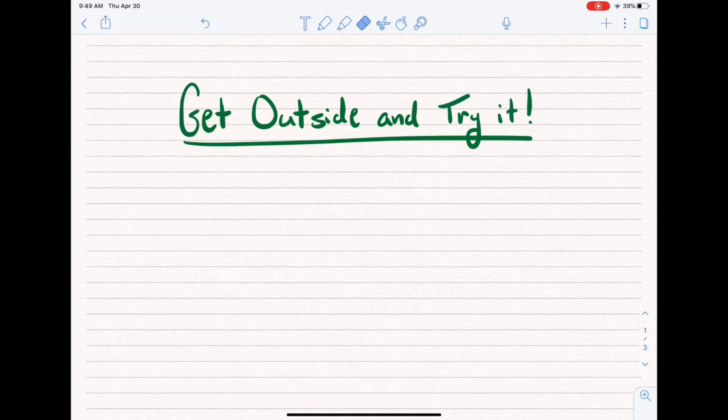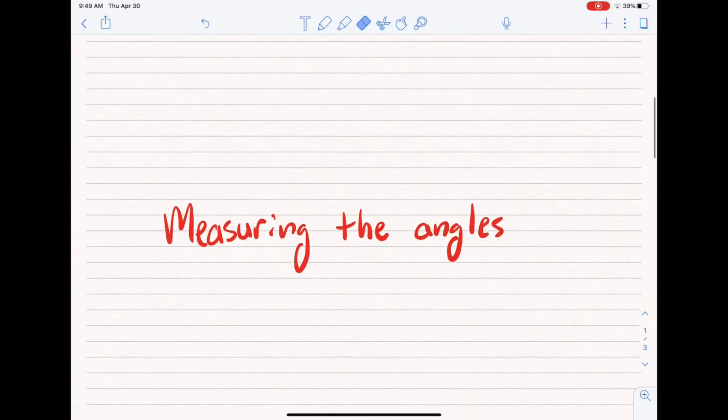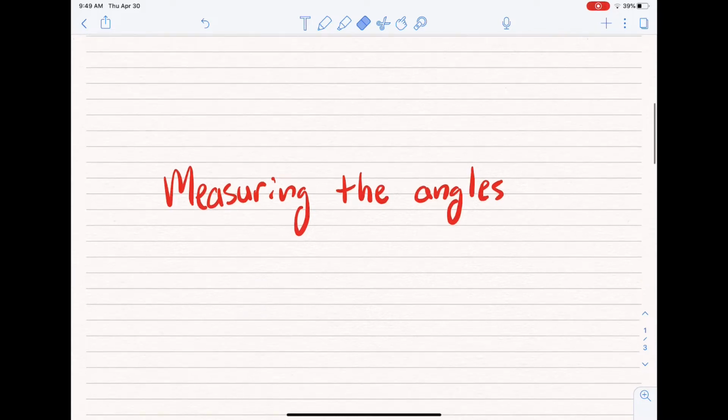And you might feel a little ill-equipped. So I want to try to help you and talk about some of the problems you're going to run into. Okay? The biggest problem I think that everyone's going to have is measuring the angles. Right now, if you go outside and try to figure out what's this angle, what's that angle, it could be kind of difficult.